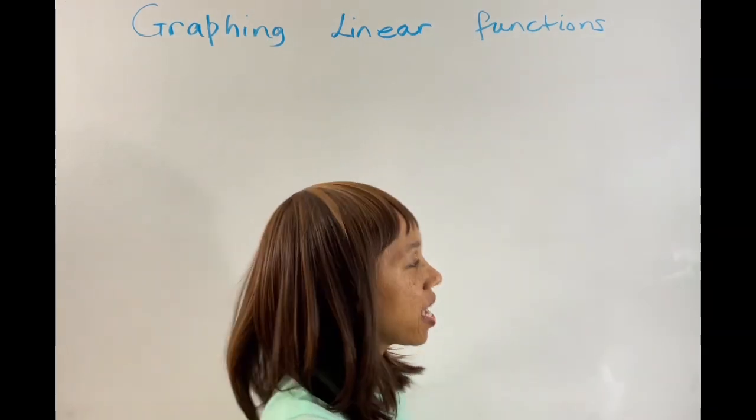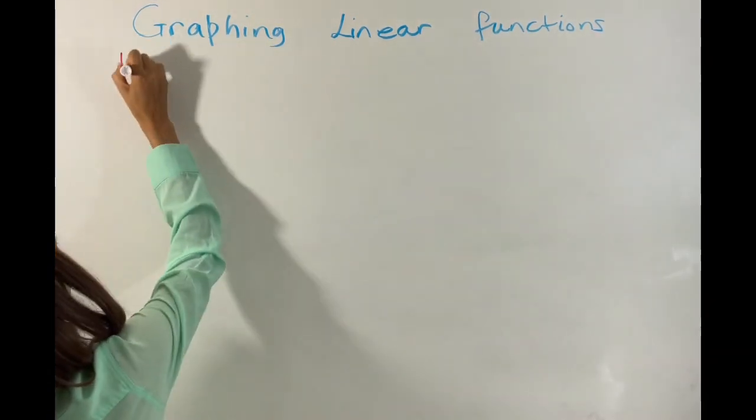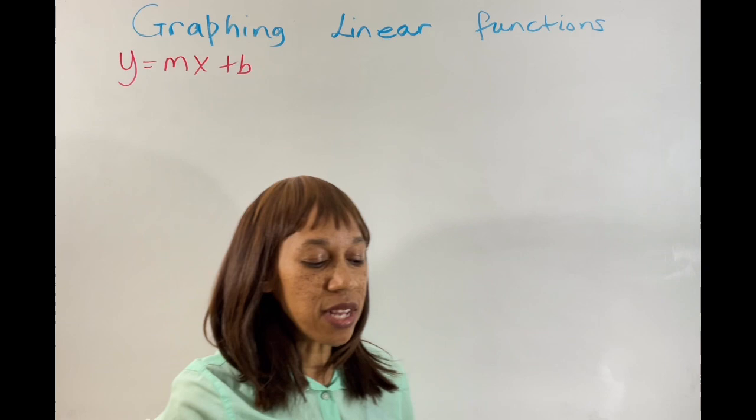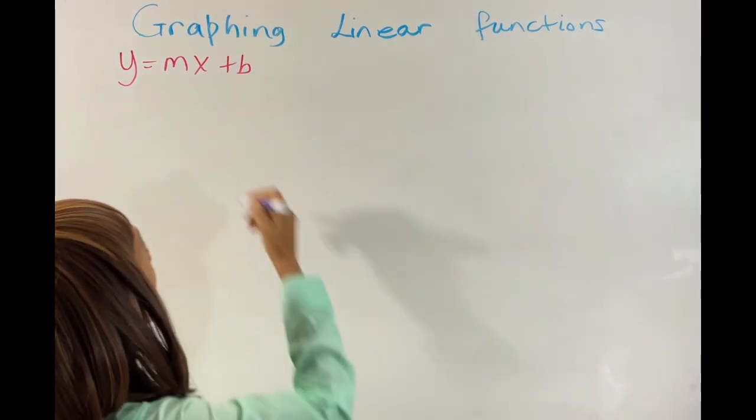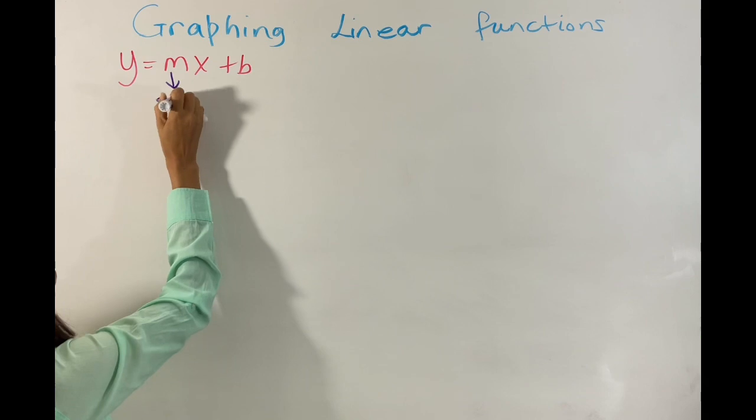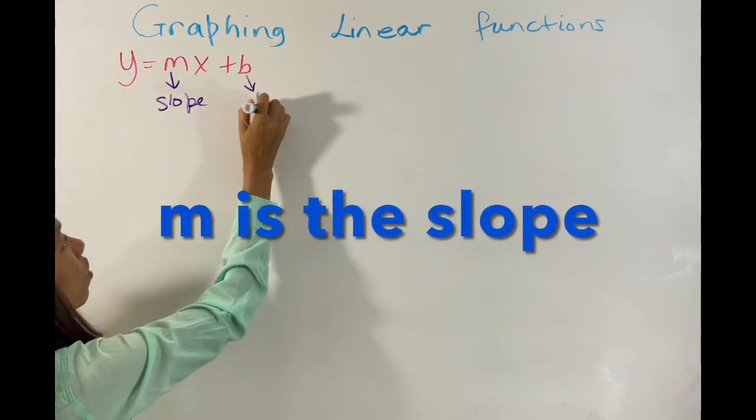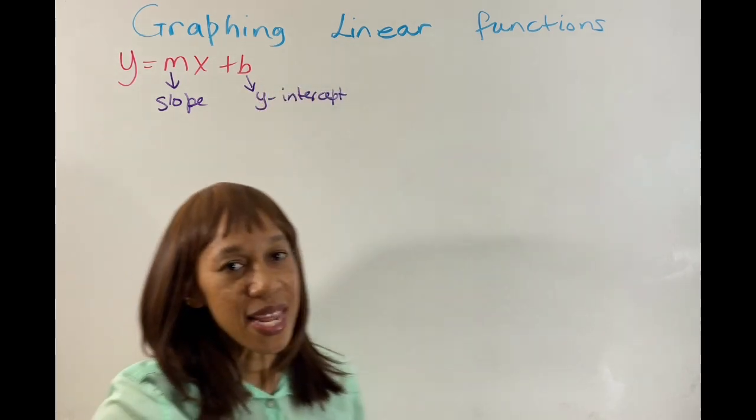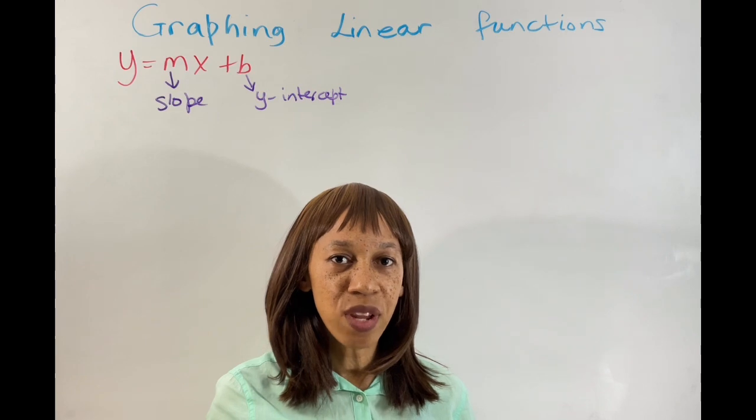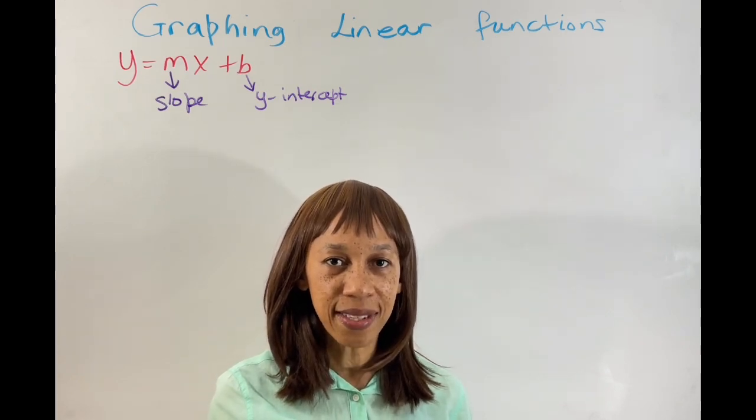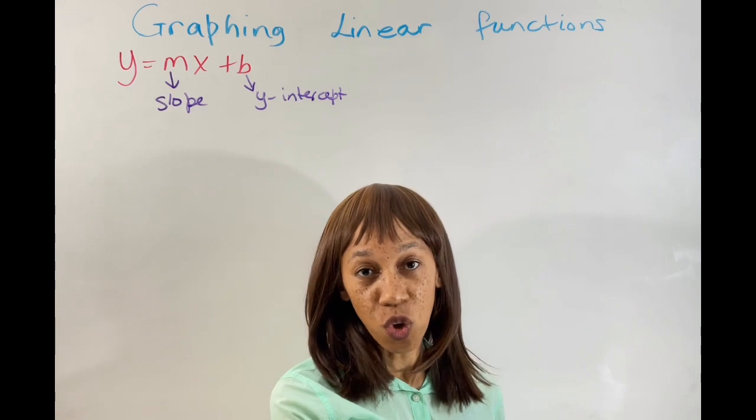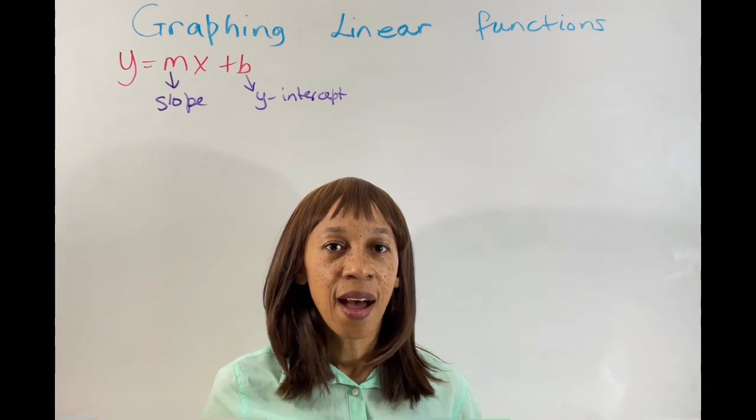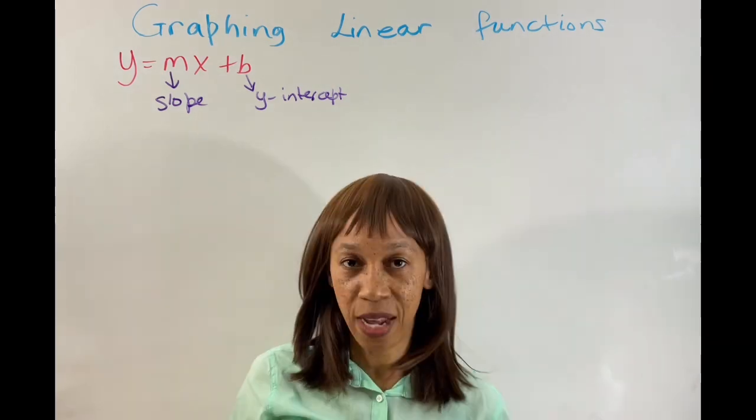A linear function is in the form of y equals mx plus b. And we need to know that in this format, the m is going to be the slope and the b is going to be your y-intercept, meaning that at that point, that's where the graph is going to cross the y-axis. And in order to find the slope, we know that the slope is going to be a rise over the run. So this is what we call the slope-intercept form.